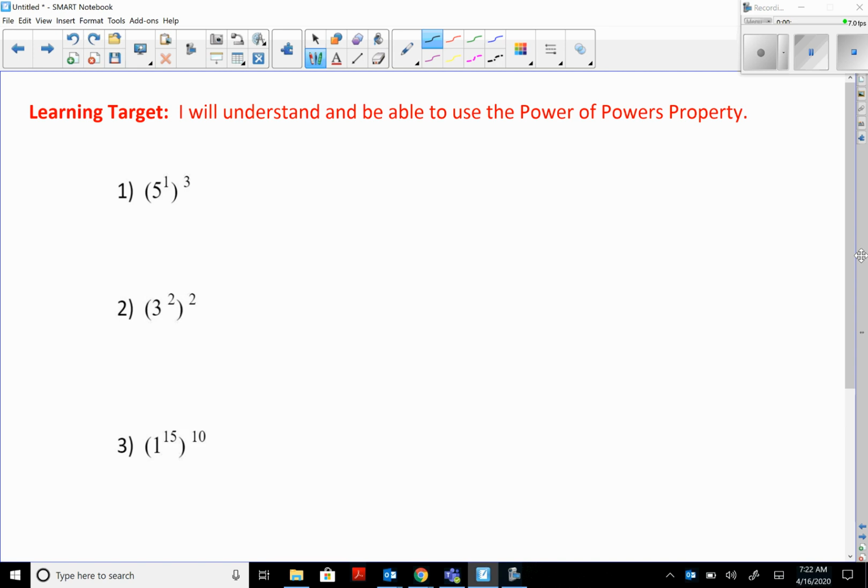Okay, so I'm going to go ahead and on each of these do step one in green, and then I'm going to do the last step in a different color. So step one on all of them is to use the power of a power property, which tells us that when we have a base number raised to an exponent, and then there's another exponent on the other side of the parentheses, we're going to multiply the exponents. So 1 times 3 is 3. So it's going to be 5 to the third power.